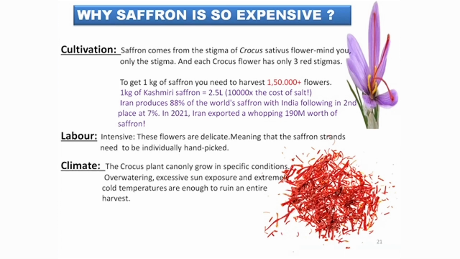And the third one is the climate. The crocus plant can only grow in specific conditions, and sometimes overwatering, excessive sun exposure, or extremely cold temperatures can ruin the entire harvest. And the last one is the scarcity. Generally, saffron is harvested only once a year, and it lasts only 2 to 3 days.